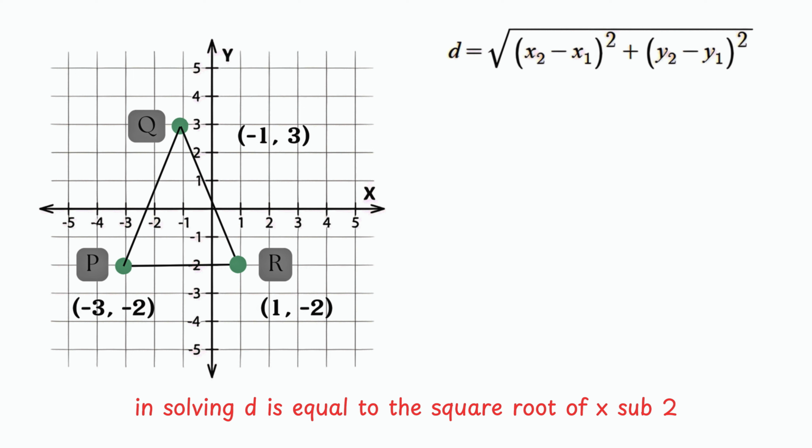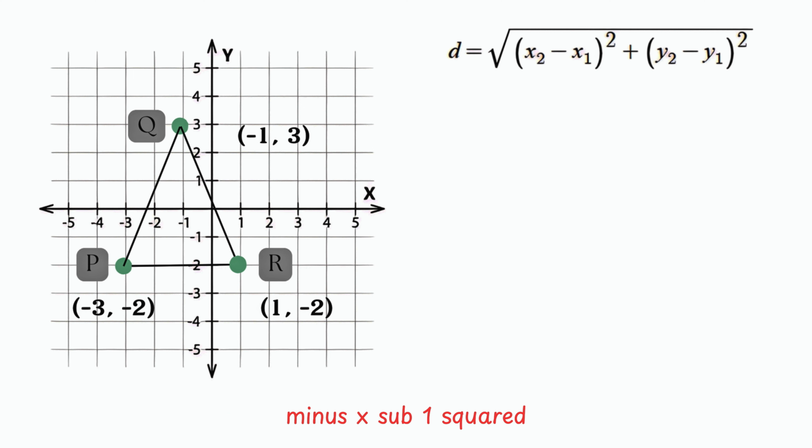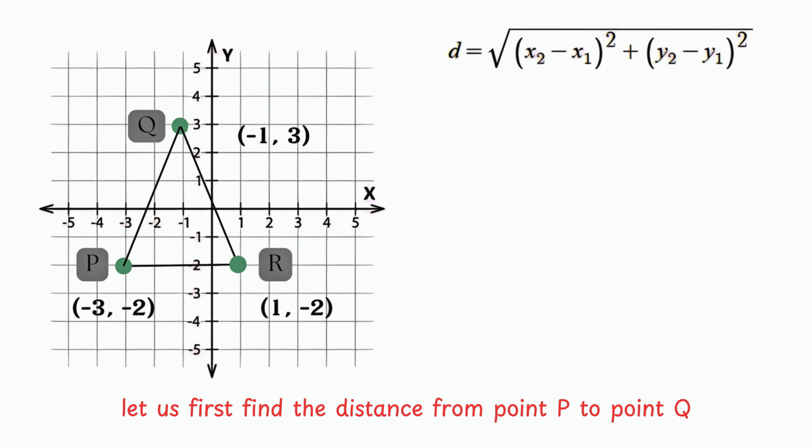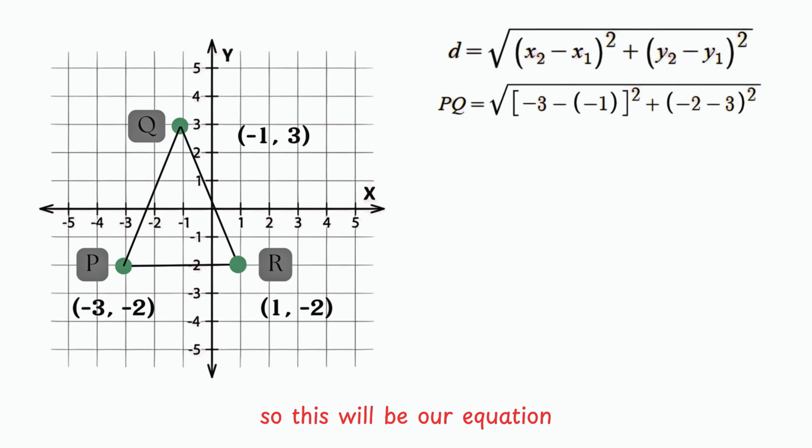D is equal to the square root of x sub 2 minus x sub 1 squared plus y sub 2 minus y sub 1 squared. By substitution, let us first find the distance from point P to point Q. So this will be our equation if we have substituted our given. We'll let negative 3 as x sub 2 and negative 1 as x sub 1 and negative 2 as y sub 2 and 3 as y sub 1. Now that we arrive with this, let us perform the operations.